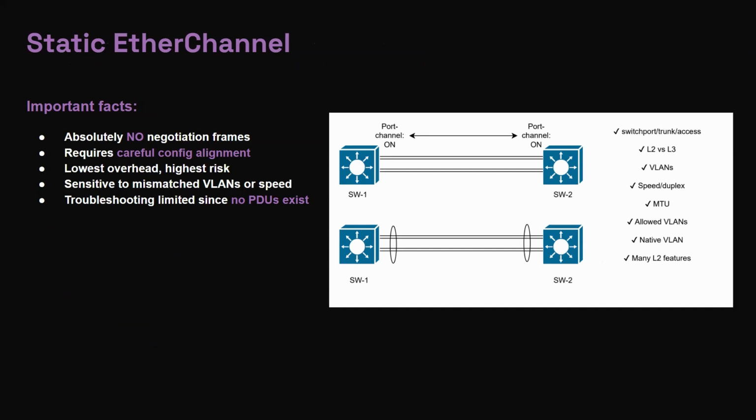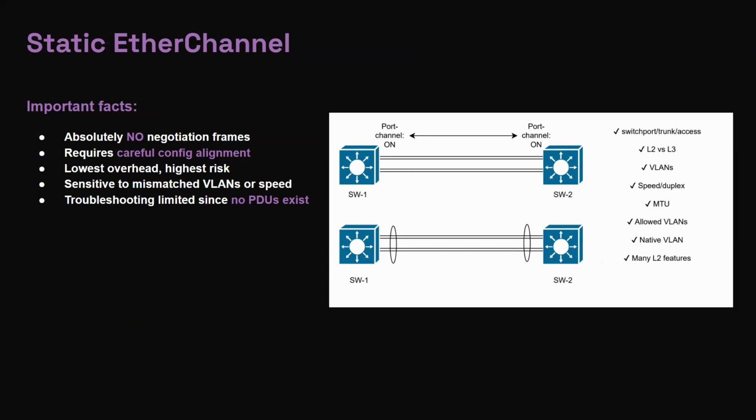We'll get into the config later, but you're essentially going into the interface and just turning on link aggregation. So there's no LACP frames, no PAGP frames. You're statically setting up a link aggregation port channel. It requires careful config alignment because the ports must match.